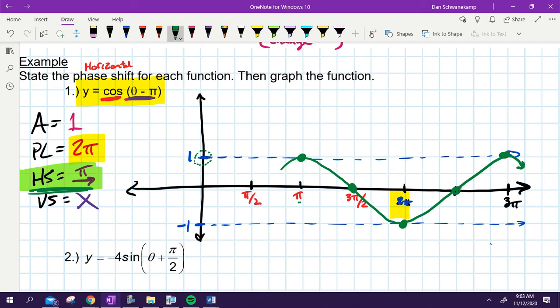You can do more than 1 cycle. I'm okay with that, but you need to have at least 1 full cycle. So some of you might have done this and started your graph down there. That's fine, as long as you have a full cycle. If you would have graphed just this, that's a full cycle. Just as long as you have 1 full period length graph. Questions on the first one?